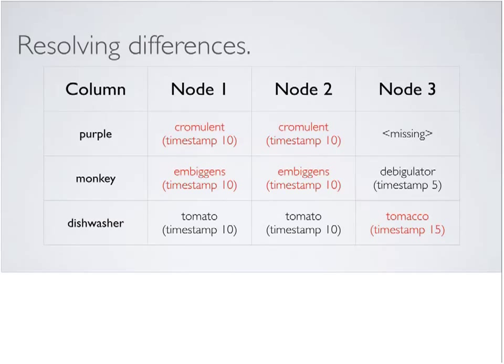And on the dishwasher column, node 3 returns tomako with a timestamp of 15, and 1 and 2 have tomato. The interesting thing here is we're not using a quorum of nodes to vote. We're using a quorum of nodes to say that the request was successful. We're using the timestamp to choose the value. So even though node 3 was the only node to say tomako, it has a higher timestamp, and so that's the value we would return to the client.